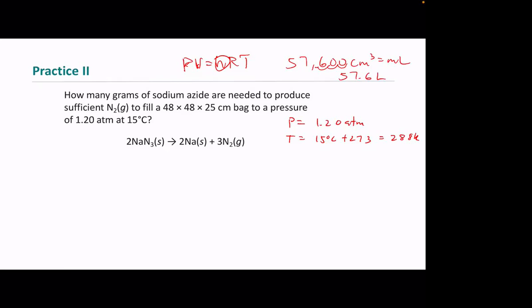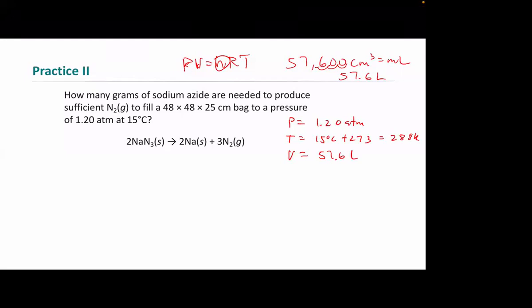Okay, so we did 48 times 48 times 25, and each of those are centimeters, 48 centimeters by 48 centimeters by 25 centimeters. So you got cubic centimeters, which is a milliliter. So we just convert to liters, divide by 1,000. Now we have a volume, so we can calculate N, and then we can use stoichiometry, right? That's where we're going with this.